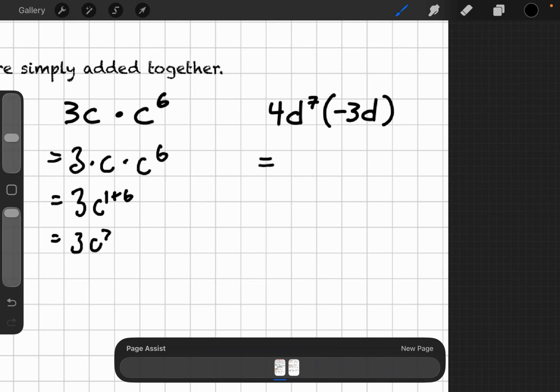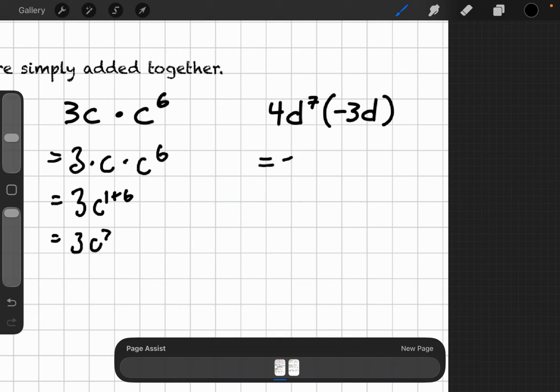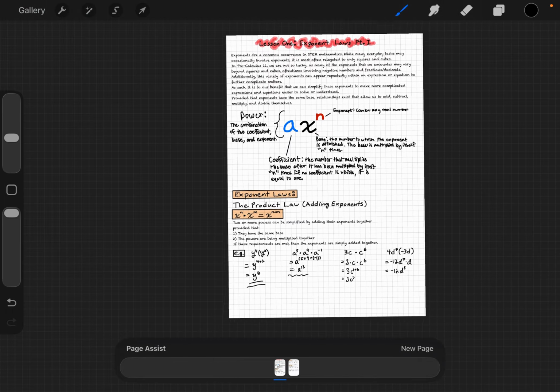4d to the power of 7 times negative 3 times d. Now remember, this is multiplication. It doesn't matter the order in which things are multiplied. So I'll just bring this negative 3 to the front here, and multiply that first. Negative 12 d to the power of 7 times d. It's the same thing as negative 12 d to the power of 8 here. This is the product law.